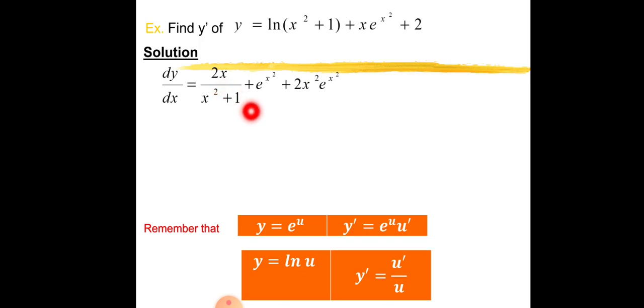Plus, here we have a product rule, a product of two functions, x and e to the power x squared. So you have to apply the product rule. The derivative of the first, 1, times the second, e to the power x squared, plus the first, x, times the derivative of the second, which is e to the power x squared times the derivative of the power, which is 2x. And the derivative of the constant equals 0.